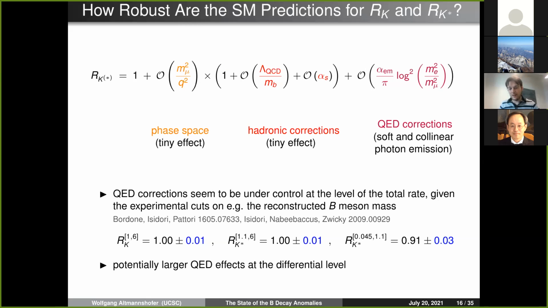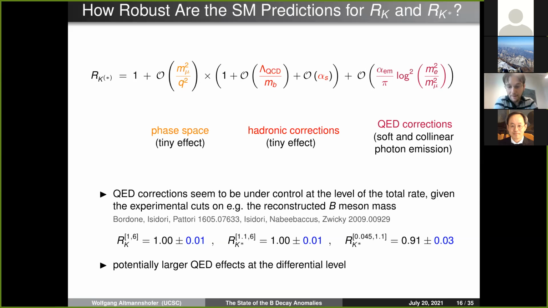If one goes to the differential level, if one tries to look at, let's say, angular distributions and compare angular distributions of muons with electrons, there one could have potentially larger QED effects. So I guess this is something which should be studied in more detail in the future once there are experimental results.